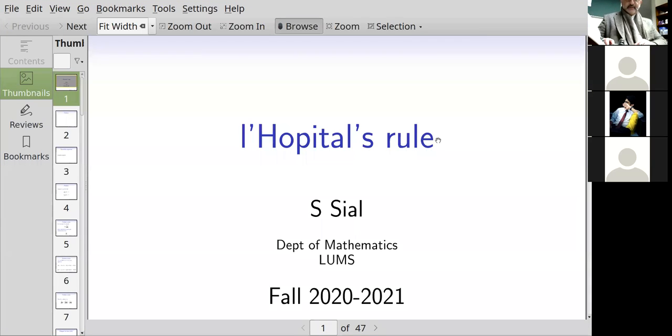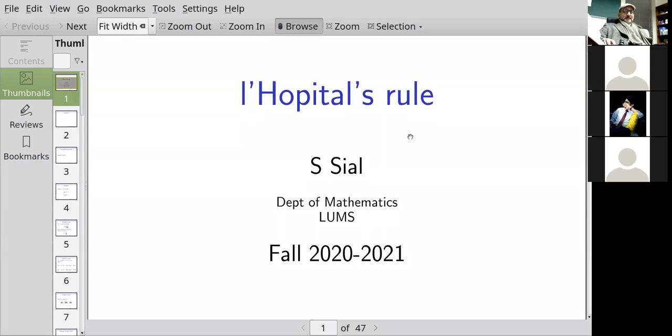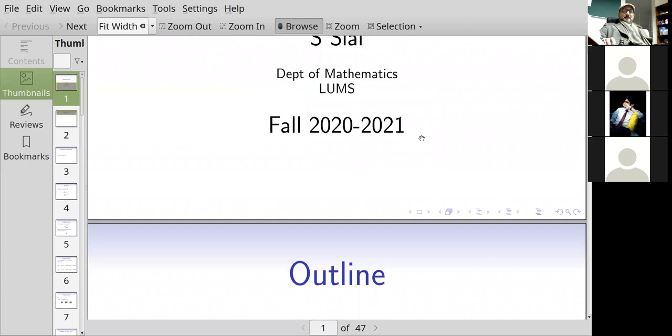Okay, so L'Hopital's rule. Basically, we already covered limits in order to be able to evaluate derivatives. And now we're going to use derivatives. Now that we've learned how to do a few derivatives, we'll use those to evaluate some limits that we might have found difficult before.